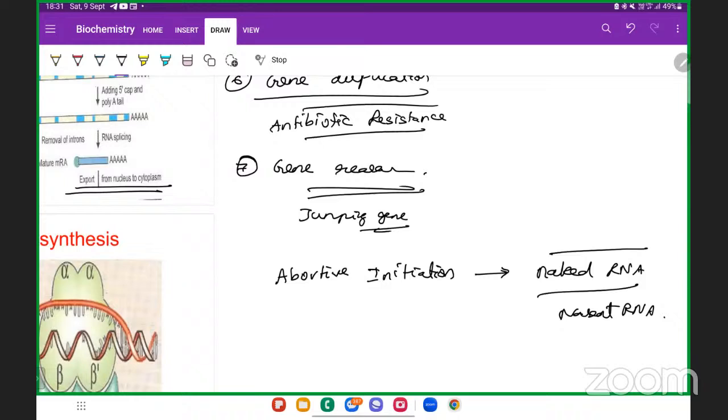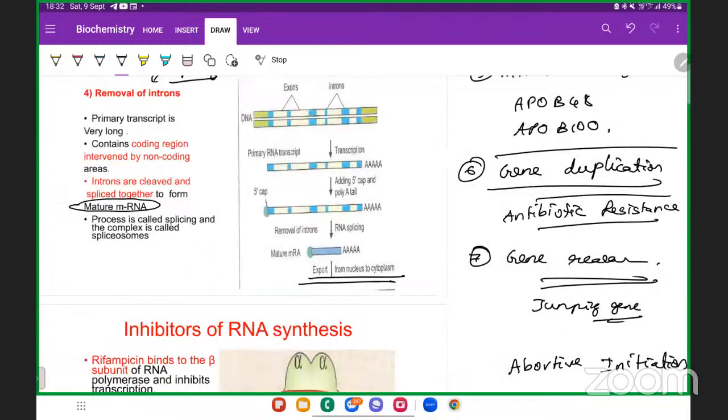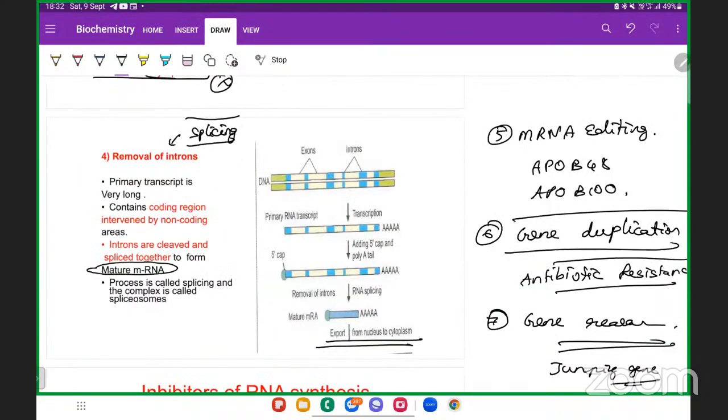First you are going to add the 5 cap. Then you are going to add the 3 polyadenyl tail. After the 3 polyadenyl tail, you are going to do splicing. Then you are going to do RNA editing, or differential RNA processing, or chemical modification of RNA. Why do you do all these things?